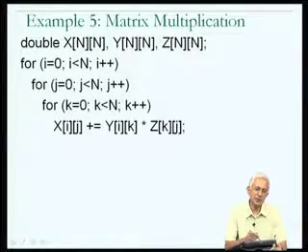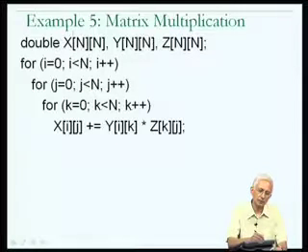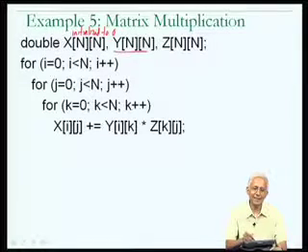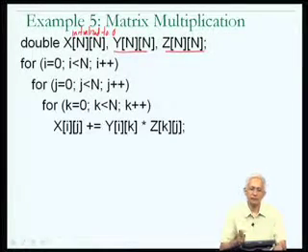In this particular piece of code, I am assuming that the double matrix x has been initialized to be all zeros, and the matrices y and z contain the values such that they are to be multiplied. So I have a triply nested loop, the i loop, the j loop and the k loop.